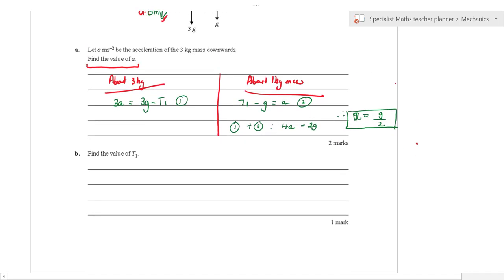Find the value of T1. Well, therefore, if a is equal to g on 2, therefore, we can say that T1 minus g is equal to g on 2. I'm just using equation 2 above.